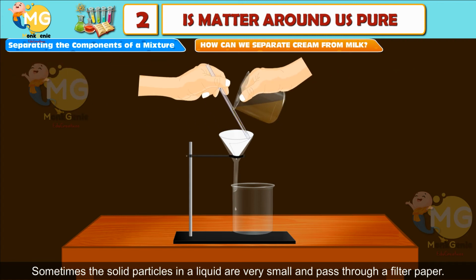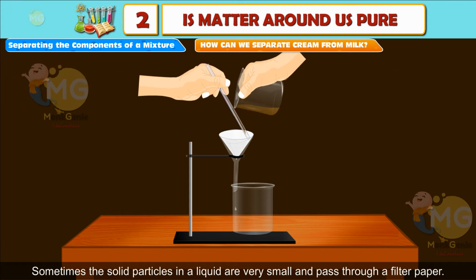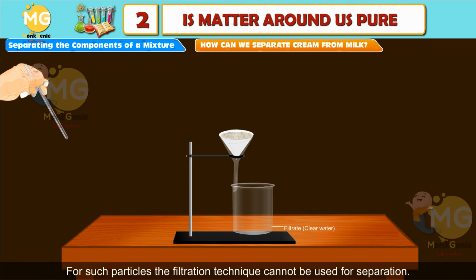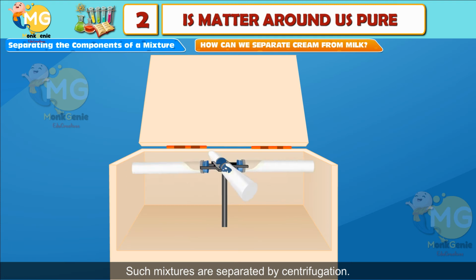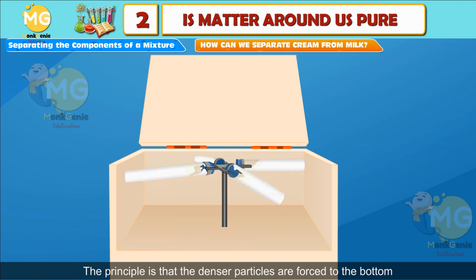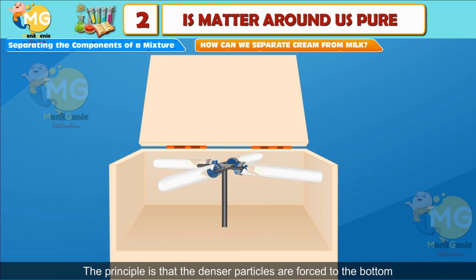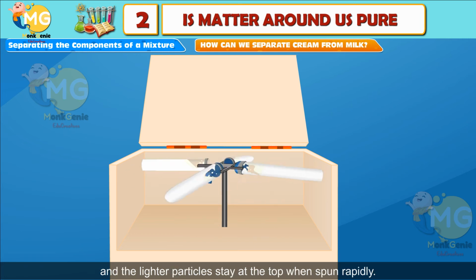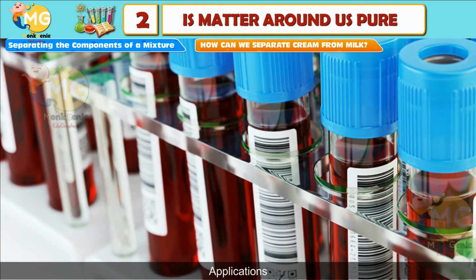Sometimes, the solid particles in a liquid are very small and pass through a filter paper. For such particles, the filtration technique cannot be used for separation. Such mixtures are separated by centrifugation. The principle is that the denser particles are forced to the bottom and the lighter particles stay at the top when spun rapidly. Applications: used in diagnostic laboratories for blood and urine tests.